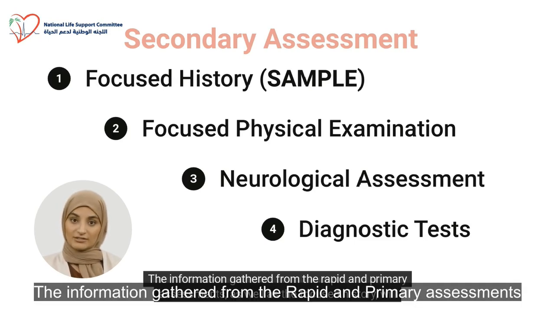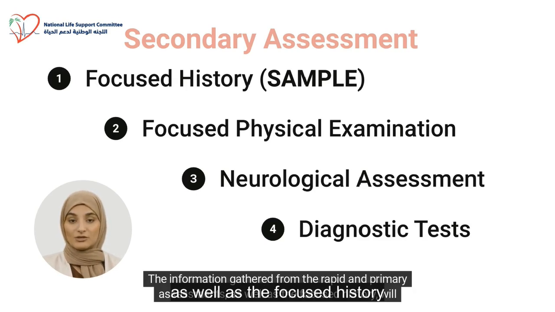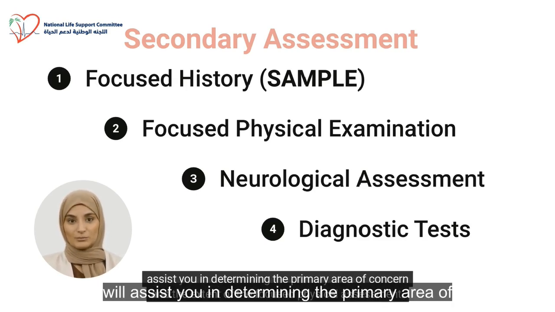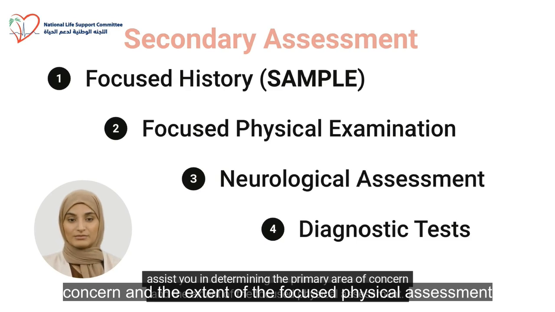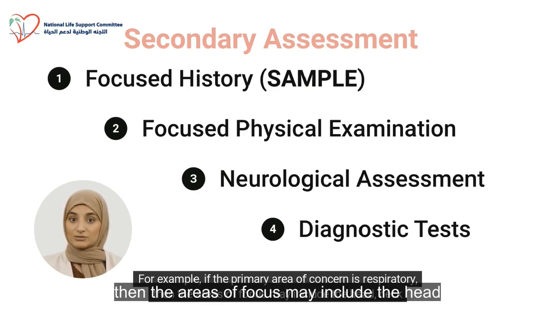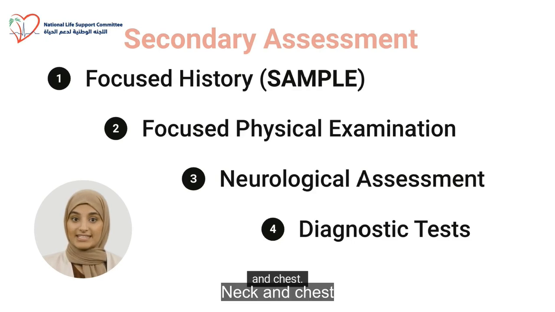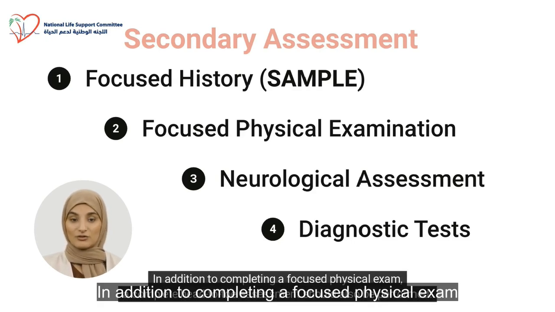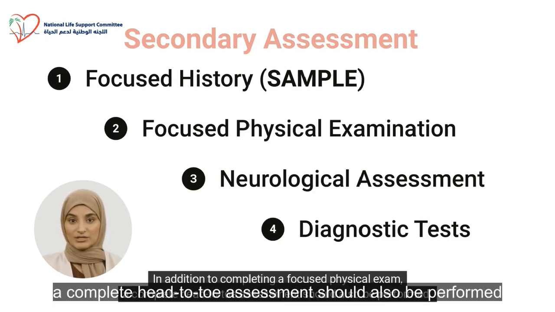The information gathered from the rapid and primary assessments, as well as the focused history, will assist you in determining the primary area of concern and the extent of the focused physical assessment. For example, if the primary area of concern is respiratory, then the areas of focus may include the head, neck, and chest. In addition to completing a focused physical exam, a complete head-to-toe assessment should also be performed.